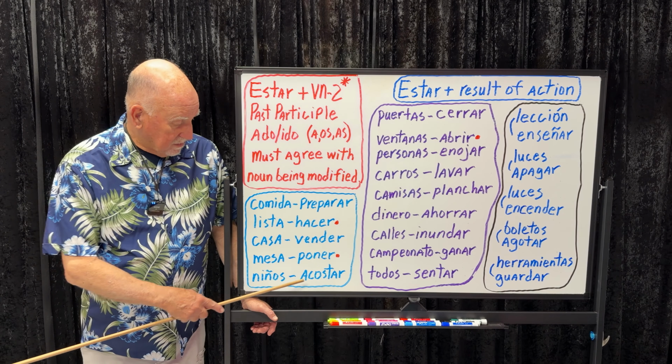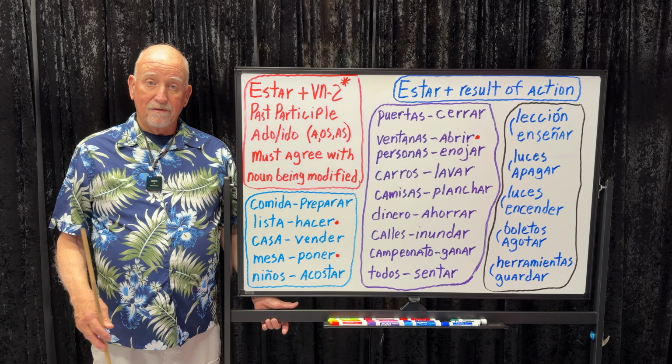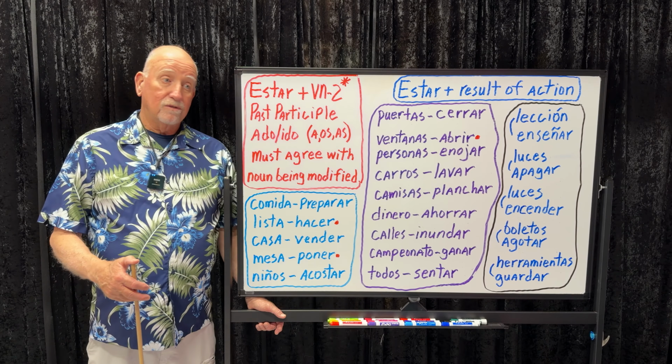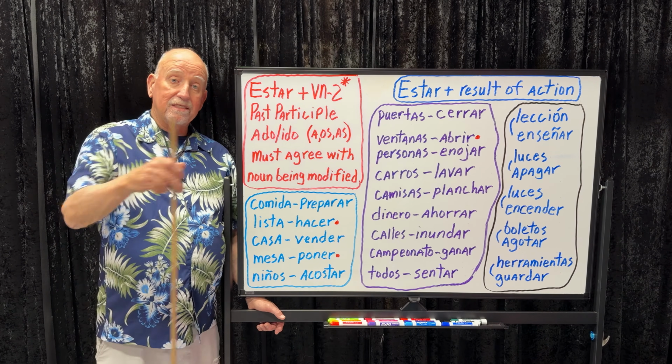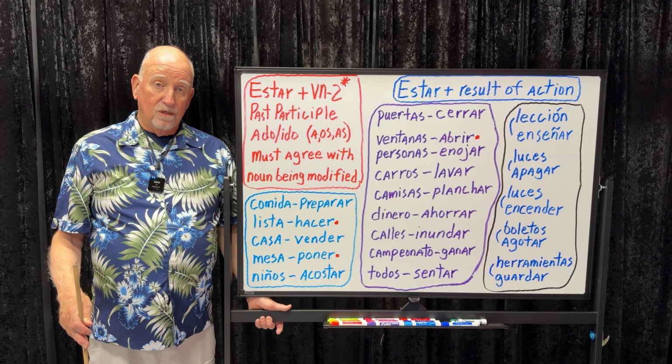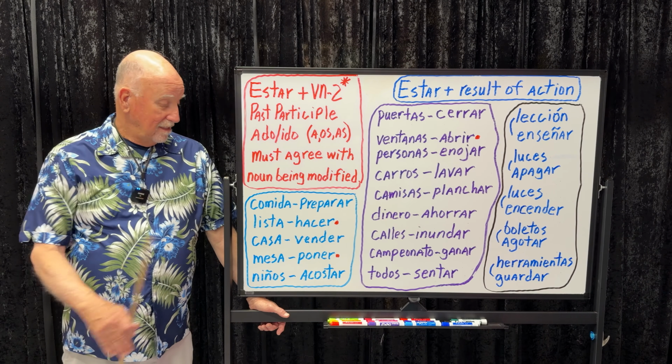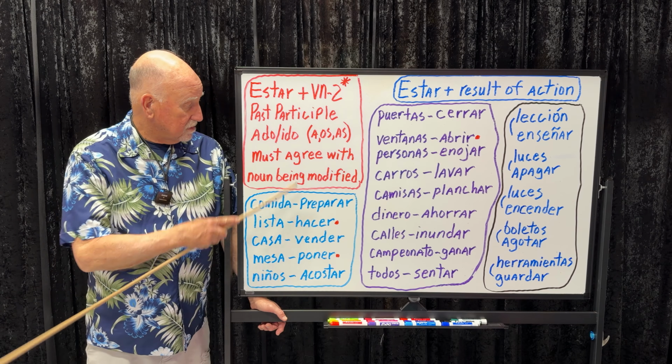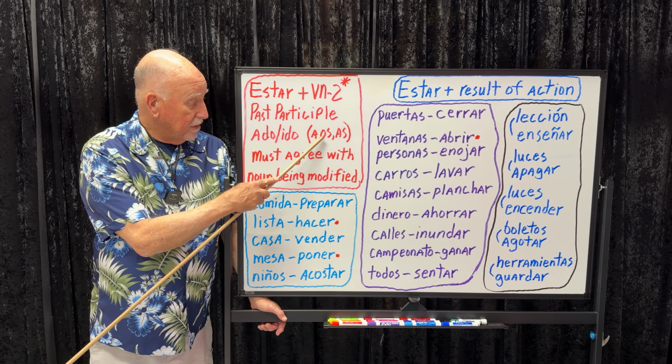Okay, niños acostar. The kids are in bed. Mamá acostó a los niños. The action is that mom put the kids to bed. The kids are in bed. That's the result of the action. Los niños están. Now we got to go plural and agree with niños, so it's going to be acostado with the OS.